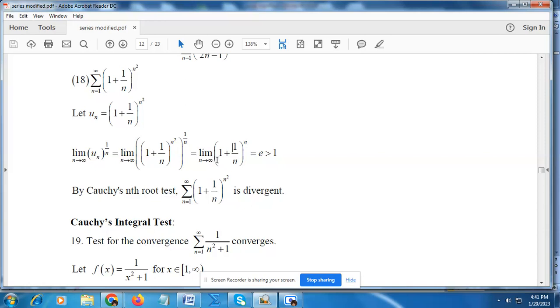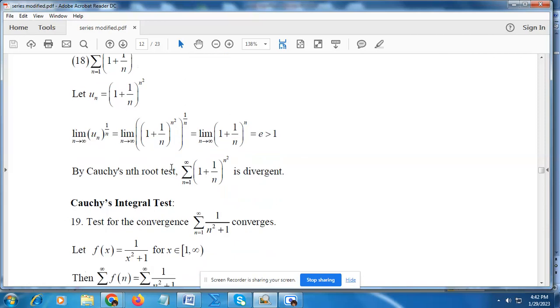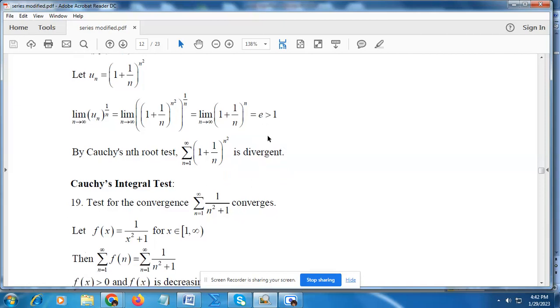We know that limit as n tends to infinity of (1 plus 1 by n) whole power n is e, which is greater than 1. I already discussed this in Series Revision 1, my previous video, so you can go and check. By Cauchy's nth test, the given series is divergent because the limit value is greater than 1, since e lies between 2 and 3. So it is certainly greater than 1.